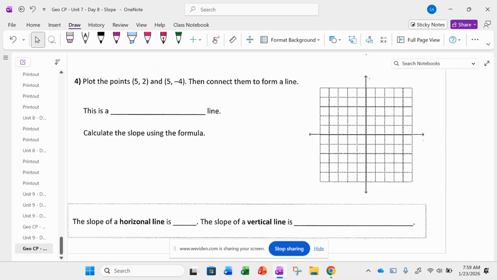Okay, so what should this have looked like? We're walking over to +5 and then up 2. And then we're walking over to +5, but then down 4. So we're looking at this line right over here. Call this C and D. So now this is, what do we call a line that's up and down? So left, right line is horizontal line. Starts with a V, up, down. Vertical, perfect. This is a vertical line.